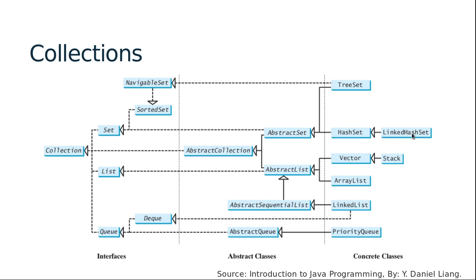You can also create a linked list, like this one. Linked list extends abstract sequential list, and it also implements dequeue to generate a queue indirectly, and all these are going to have the collection at the end. So this is the hierarchical structure. You can have a look at other abstract classes or concrete classes.